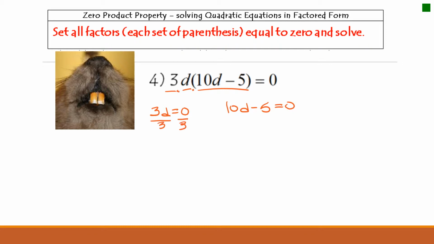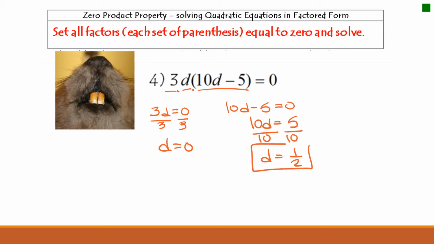Divide both of these by 3. I get d equals 0. Add 5. I get 10d equals 5. Divide by 10. I get d equals 1/2. So these are my two solutions that make my problem equal 0 if I substitute them back in.